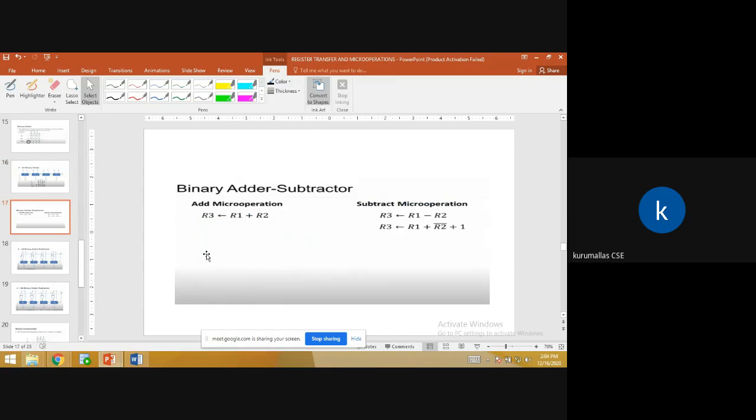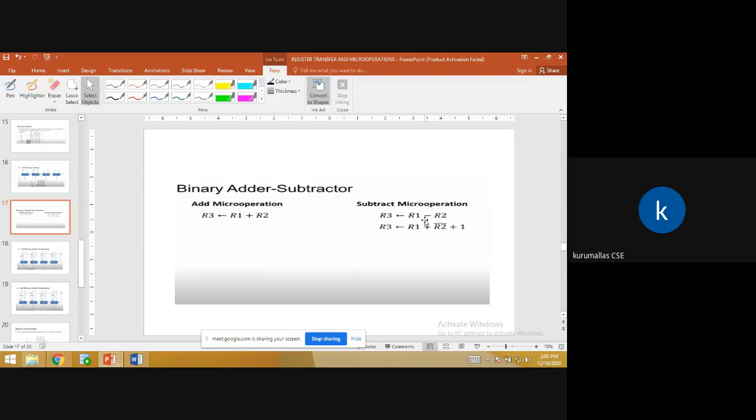Now the binary subtractor. For the subtractor, we know R3 ← R1 - R2, where the arrow is the replacement operator. This is for reading purposes. When operating this micro-operation R3 ← R1 - R2, it can be replaced by using the 2's complement of the second operand, which is added to the first number, and the sum of these two is stored in the R3 register. This is the subtract micro-operation.